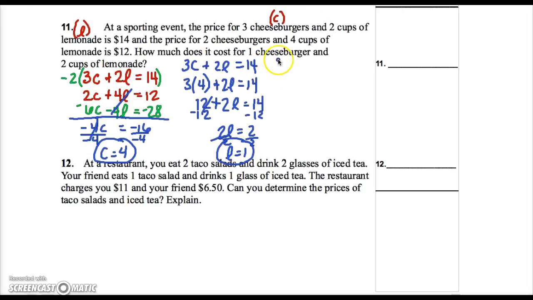So it says, how much does it cost for 1 cheeseburger and 2 cups of lemonade? Well, 1 cheeseburger would be $4. 2 cups of lemonade would be $2 since they're $1 a piece. So your answer is that would be a total of $6.